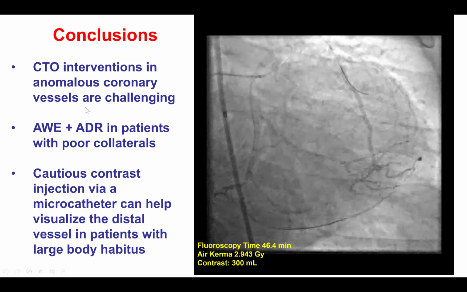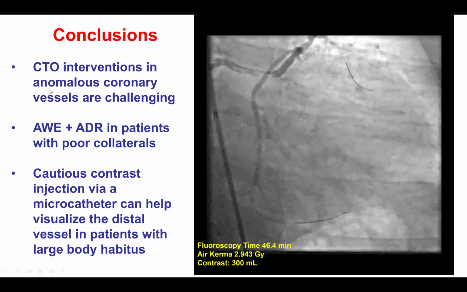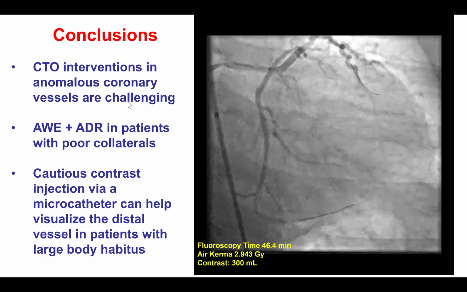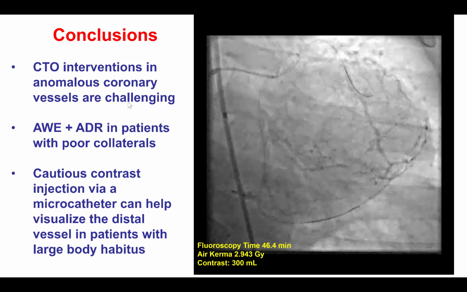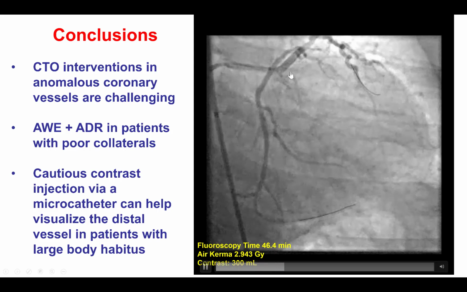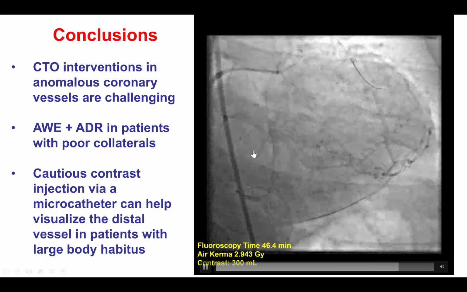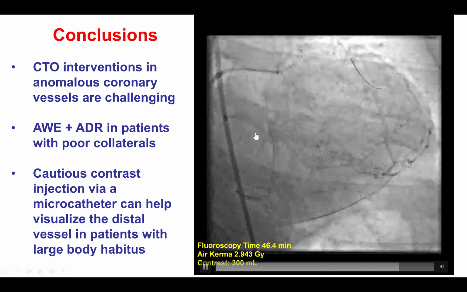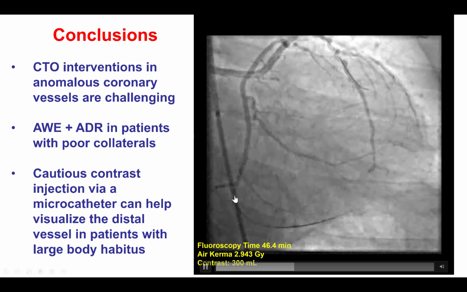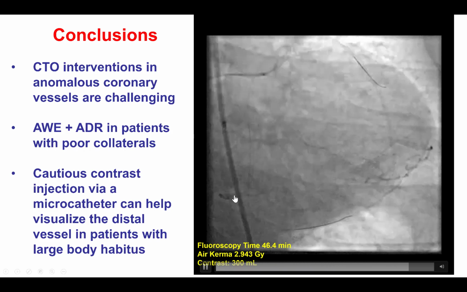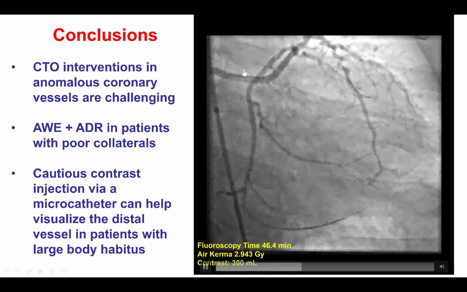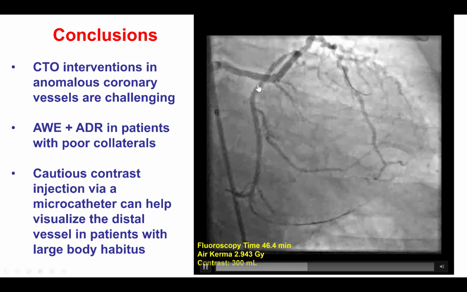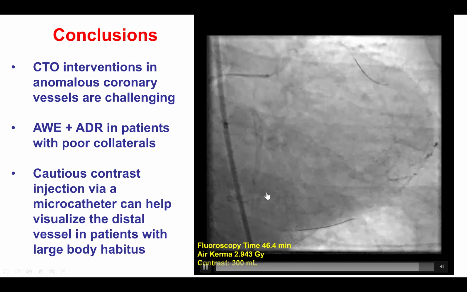So in summary, PCI of CTOs in anomalous coronary arteries can be challenging, in part because the anomalous coronary arteries are harder to engage, and also here we had to traverse a long segment, a very long left main, to get to the target vessel, requiring use of 300 centimeter long guide wires. In this case, there was no good collateral for retrograde crossing, therefore only antegrade techniques were available, but fortunately, ADR was successful in crossing into the distal true lumen and recanalizing the vessel.